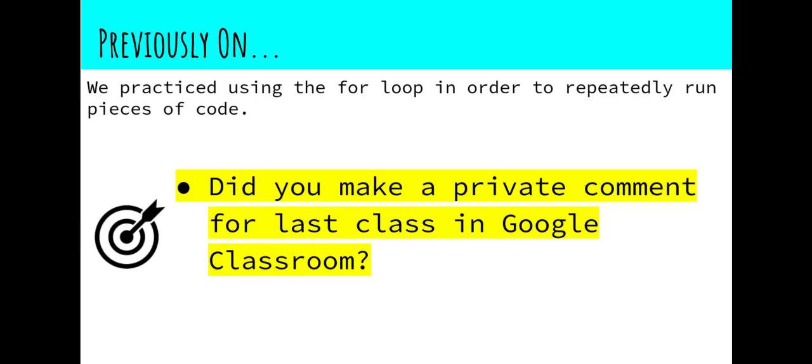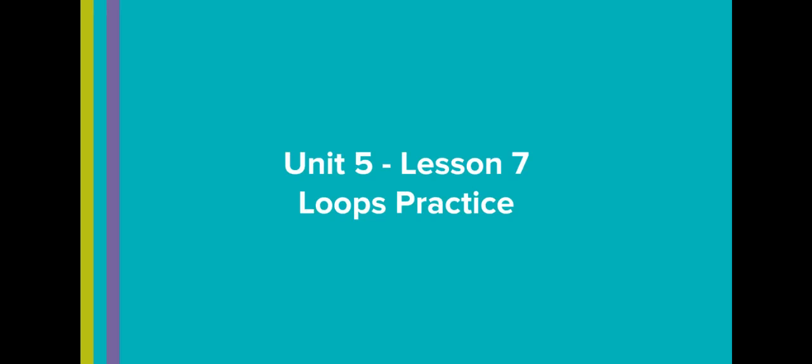In the previous lesson, we practiced using a for loop in order to repeatedly run pieces of code. Before we begin, make sure you have made a private comment in Google Classroom for the previous assignment. Today's lesson will be in Code.org, Unit 5, Lesson 7, Loops Practice.